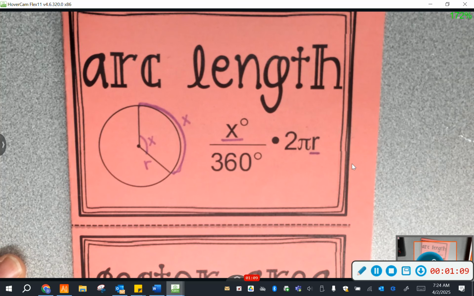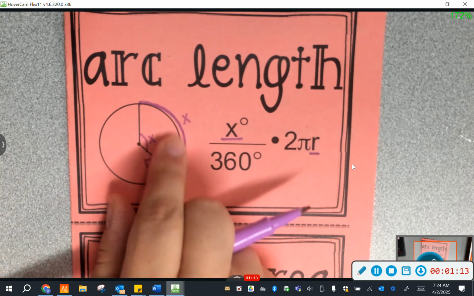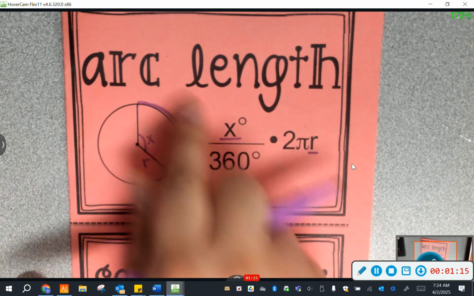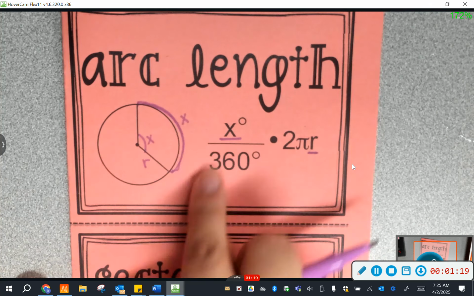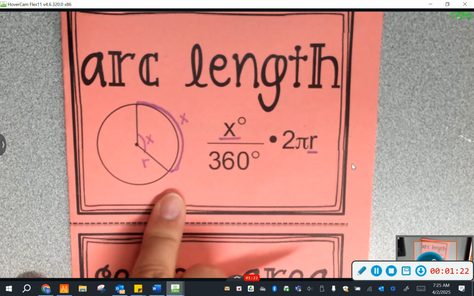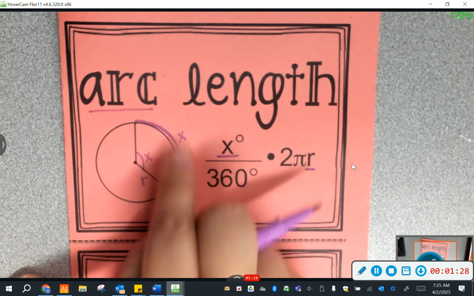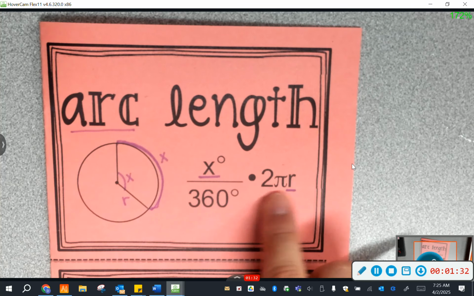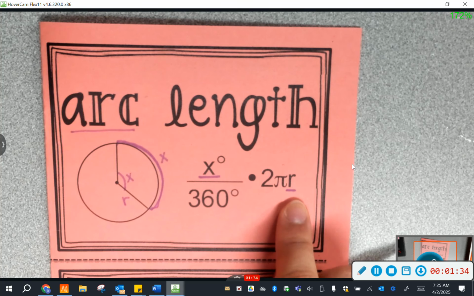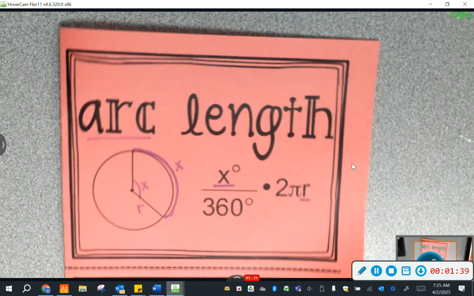You do not have to have this formula memorized, but didn't I just tell you that the arc length is part of the whole circumference, right? So that's why it does x over 360. Do you agree a whole circle is 360? Are we looking at the whole circle when we're doing arc length now? Arc length is part of the circle. And then this right here is the circumference that we talked about, 2 pi r. So we're basically taking a portion of that circumference.